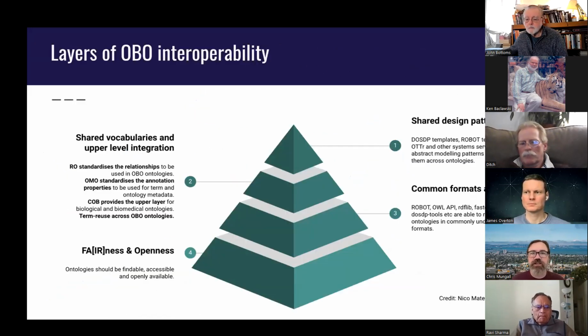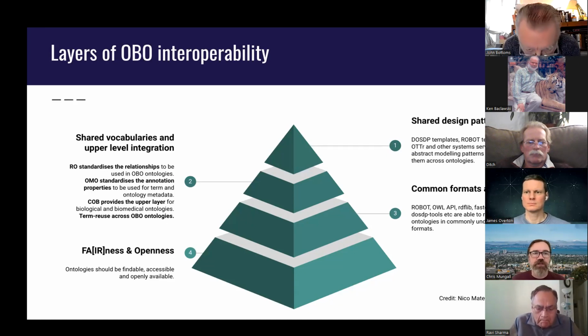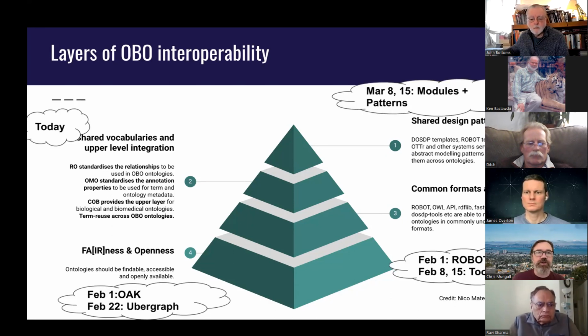So we can look at interoperability in OBO in terms of four levels within a pyramid. At the top level, we've got shared design templates. Below that, we've got the core upper ontologies, the Relation Ontology, COB, and then the levels beneath that include things like our tooling, such as ROBOT, and then the base layer for all of this is essentially making everything FAIR and open.